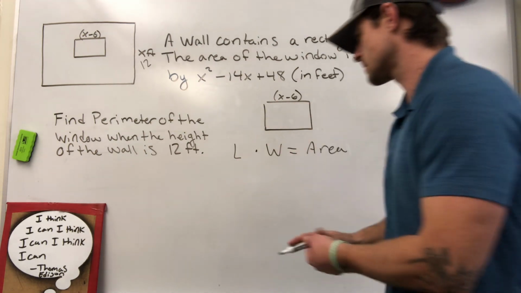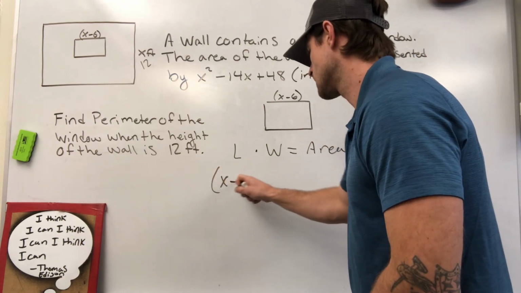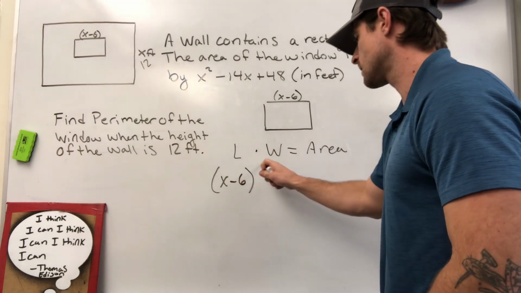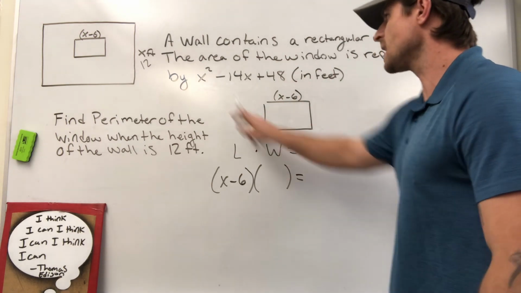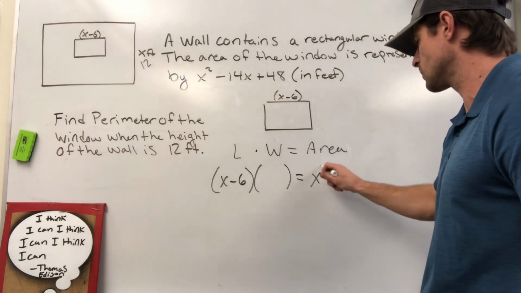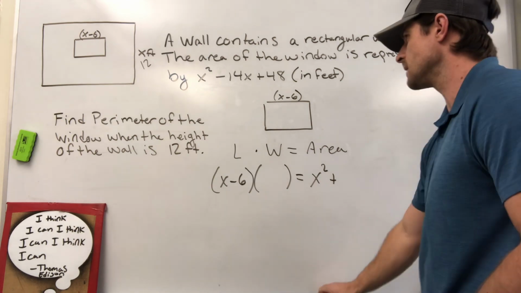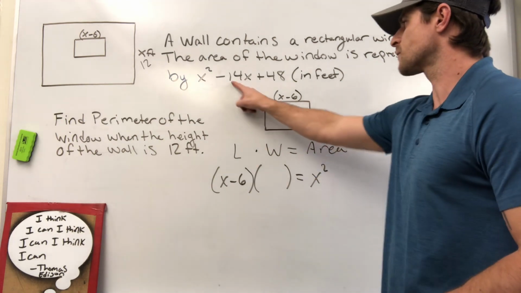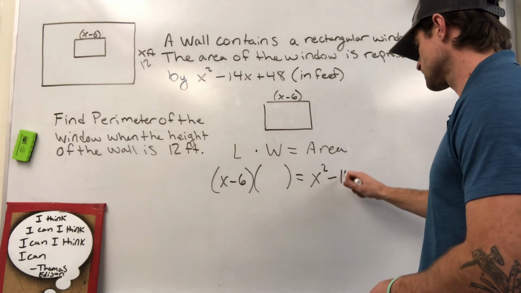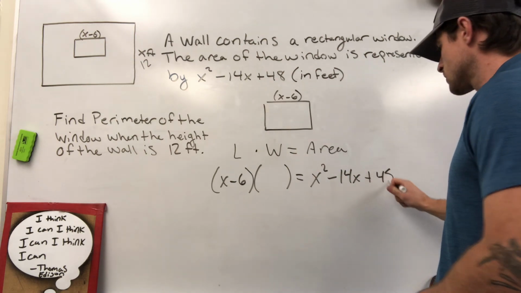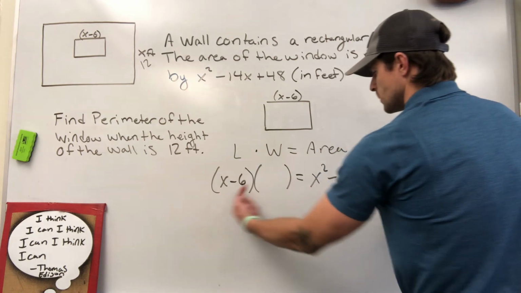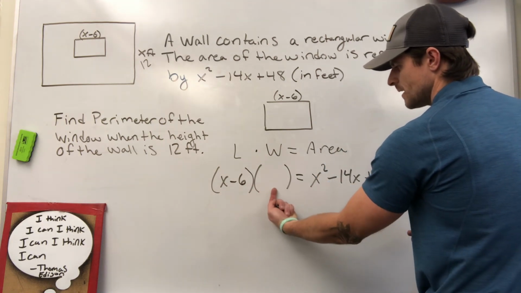x minus 6. What's our width? I have no idea. What's our area? Oh, he gave that to me. How nice of him. x squared plus, oh, I lied, minus 14x plus 48. So look at what I did. I just set up an equation with an unknown piece that I can now figure out.